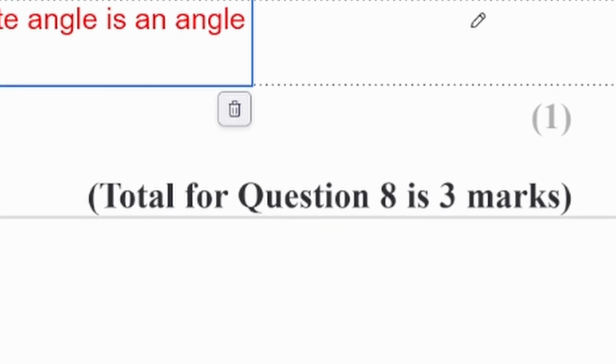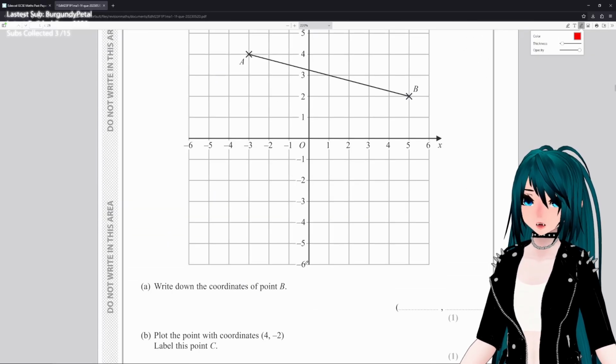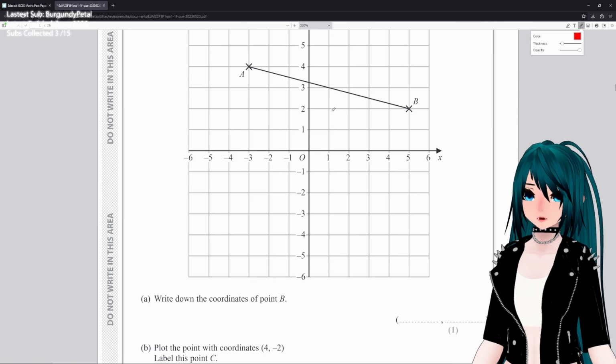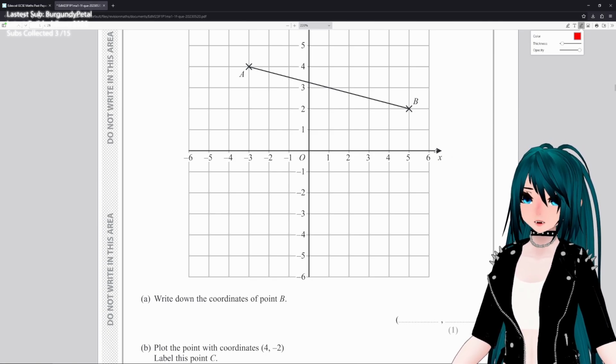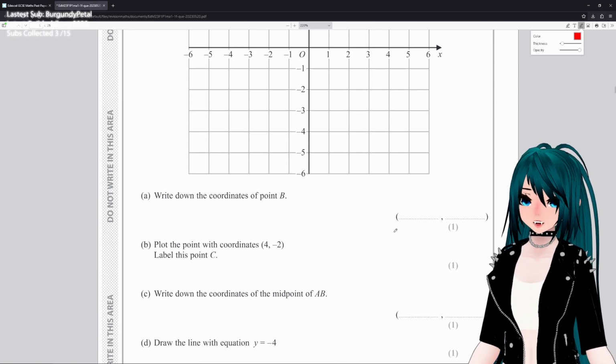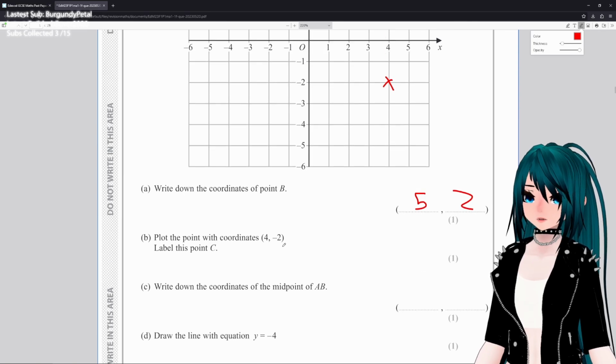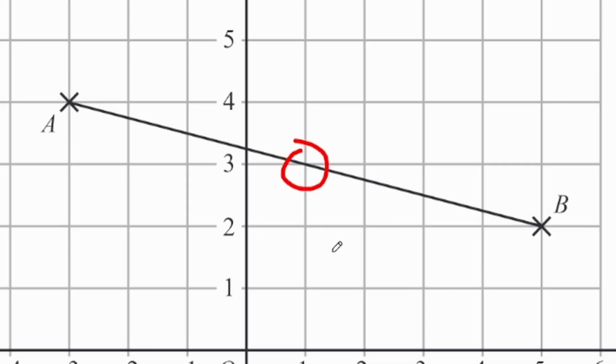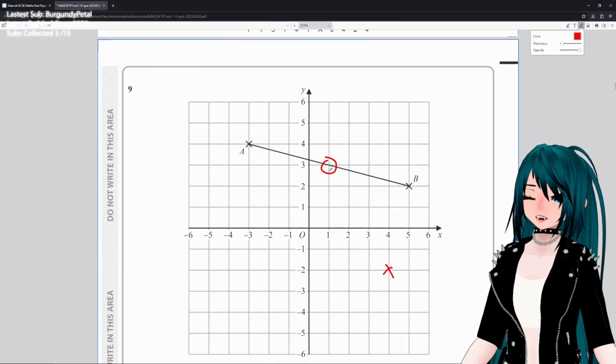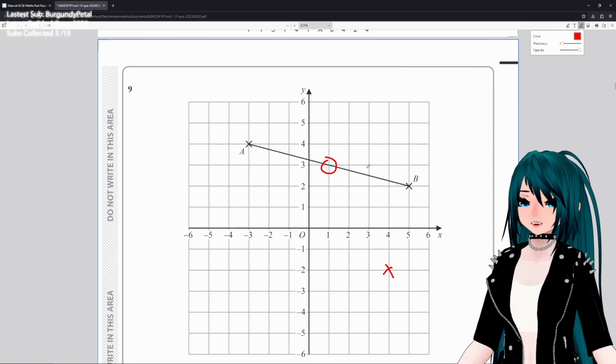That's 3 marks. Write down the coordinates of plotted point B. Isn't it? Oh, bro, is it 5? Is it? Yeah, you go across then up, right? It's 5, 3. Write down the coordinates of the midpoint of AB. This one, right? I mean, it's also the only one that actually intersects an actual point, and this is the easy paper, so I think that's the only thing that makes sense.